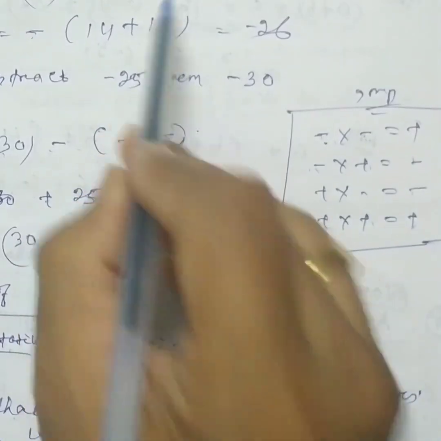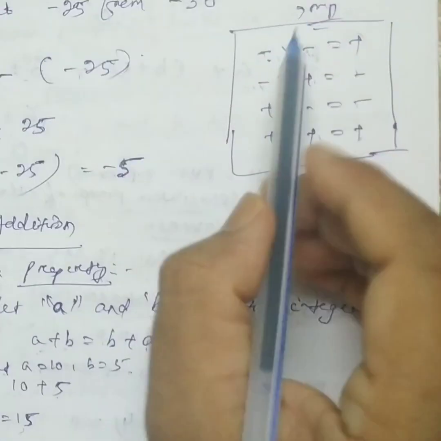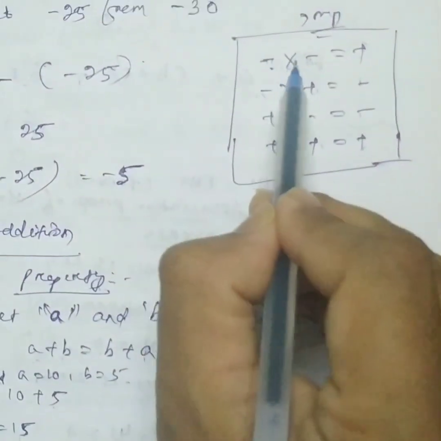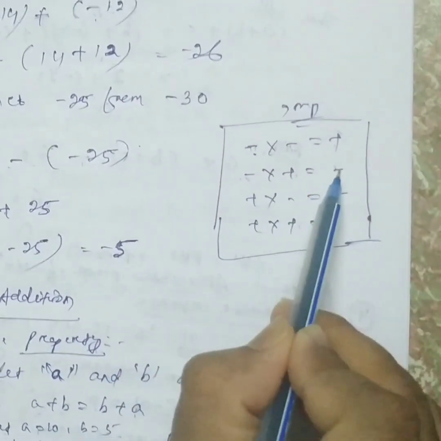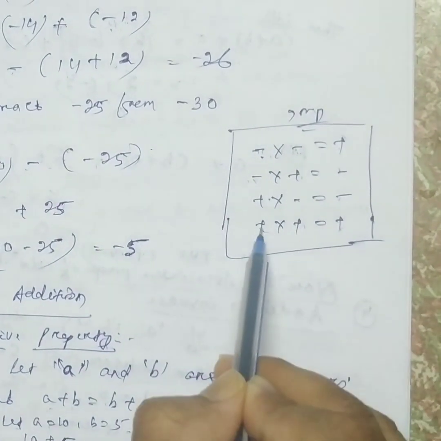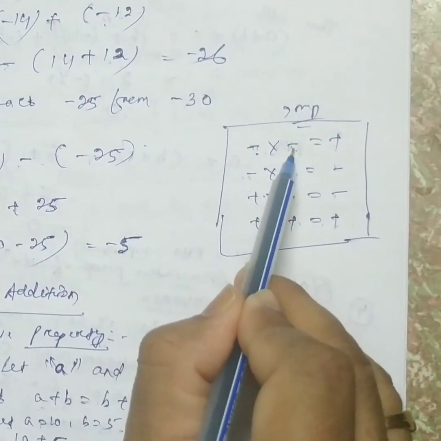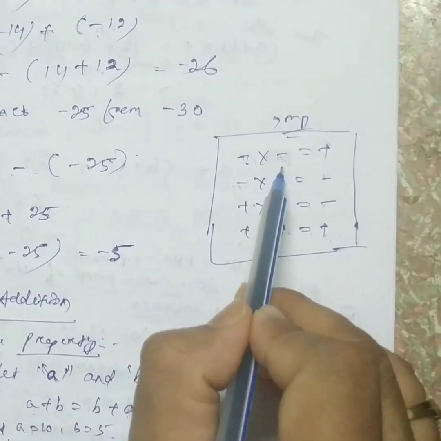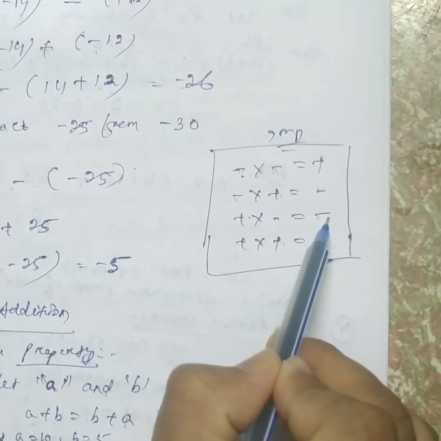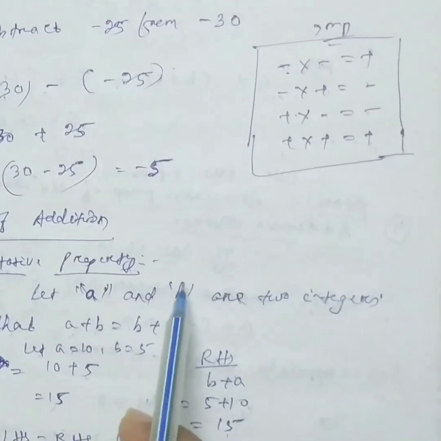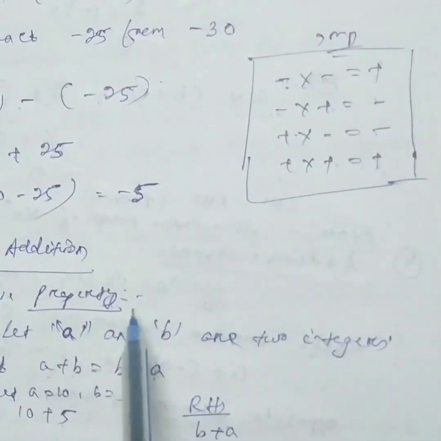Okay. So one important thing you have to remember here: minus into minus is plus. Similarly, minus into plus is minus, plus into minus is minus, plus into plus is plus. Two same signs, the answer will be plus. Two opposite signs, the answer will be minus. It is very important in mathematics. You have to remember these signs.